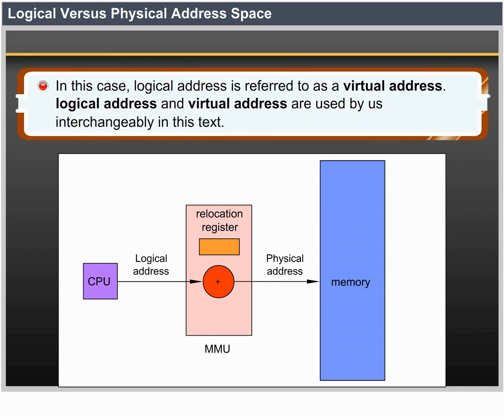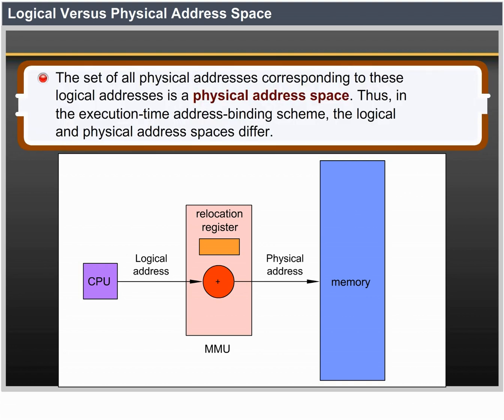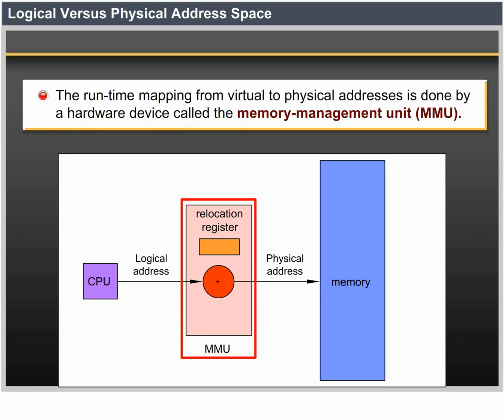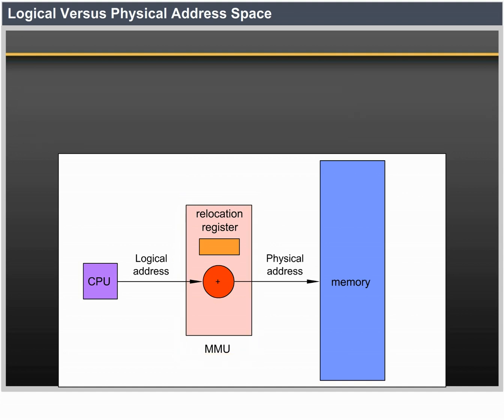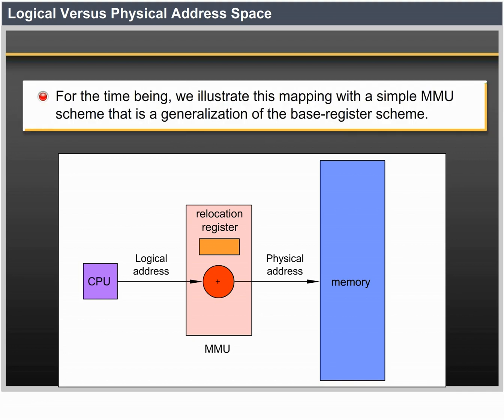The set of all logical addresses generated by a program is a logical address space. The set of all physical addresses corresponding to these logical addresses is a physical address space. Thus, in the execution time address binding scheme, the logical and physical address spaces differ. The runtime mapping from virtual to physical addresses is done by a hardware device called the Memory Management Unit, MMU. We can choose from many different methods to accomplish such mapping. For the time being, we illustrate this mapping with a simple MMU scheme that is a generalization of the base register scheme. The base register is now called a relocation register.